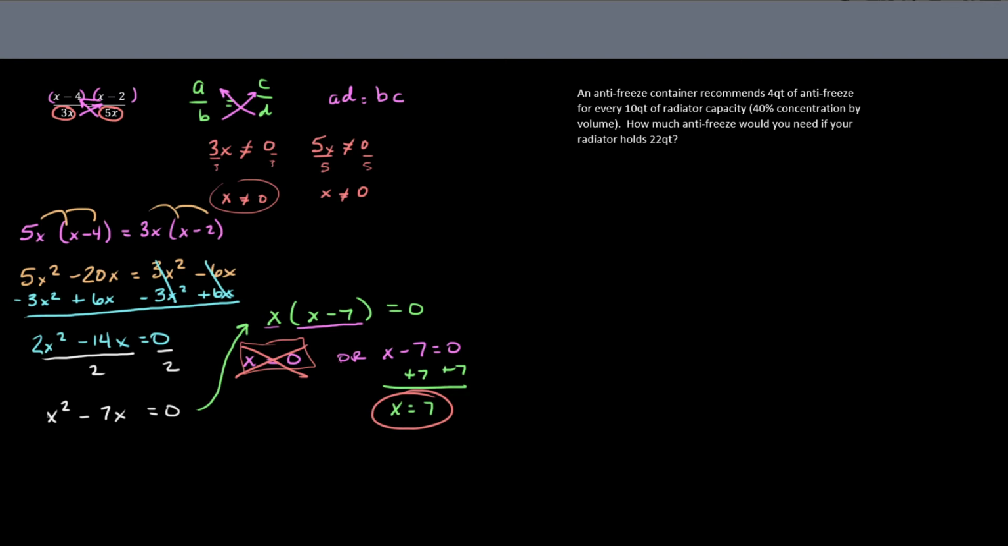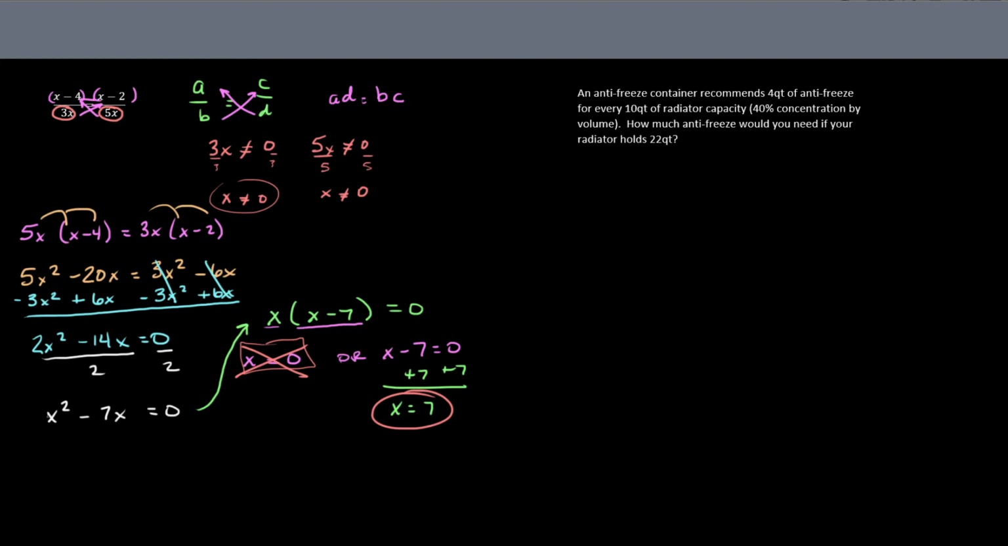All right, moving on. Just an example of a somewhat simplified problem, but it really occurs in real life, and those of you in the auto mechanics world should probably recognize this. If you're in Michigan, you're not putting 40%, it's a 50% mixture. But an antifreeze container recommends 4 quarts of antifreeze for every 10 quarts of radiator capacity. So this is going to be a 40% concentration by volume. How much antifreeze would you need if your radiator holds 22 quarts?